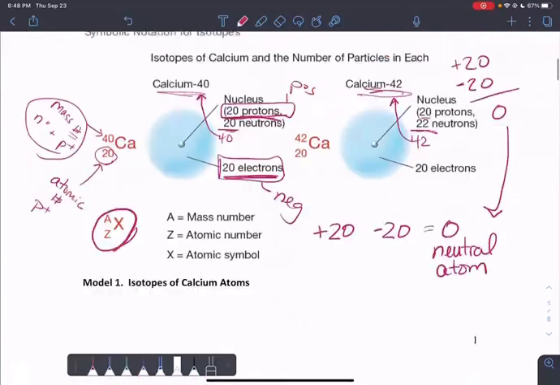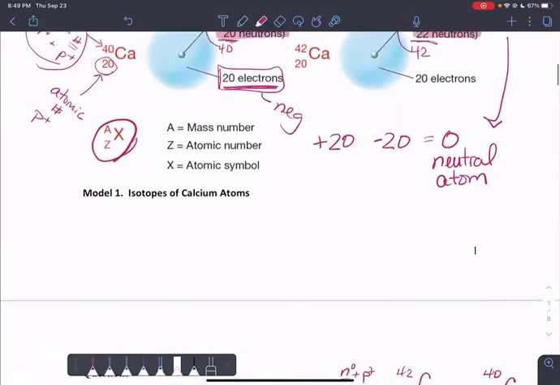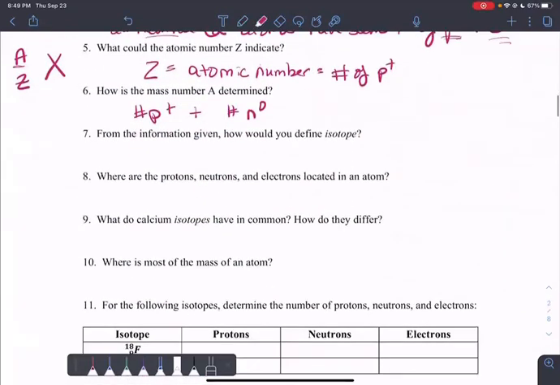Well, what was the only difference in these two atoms? The only difference is right here, we have 20 neutrons. Right here, we have 22 neutrons. Everything else is the same. So isotopes, let's come down here. Isotopes are what? How would we define that?